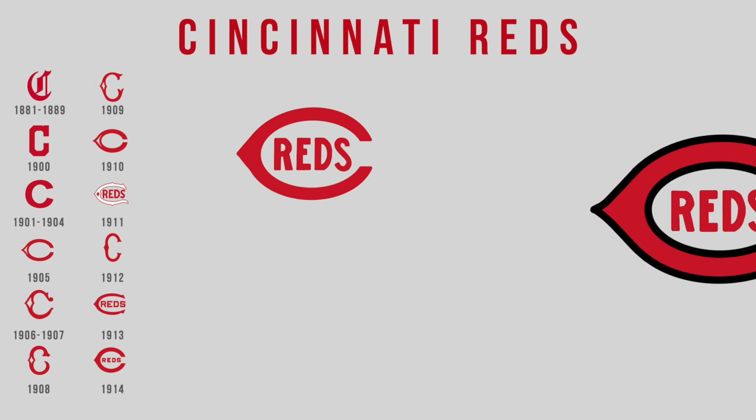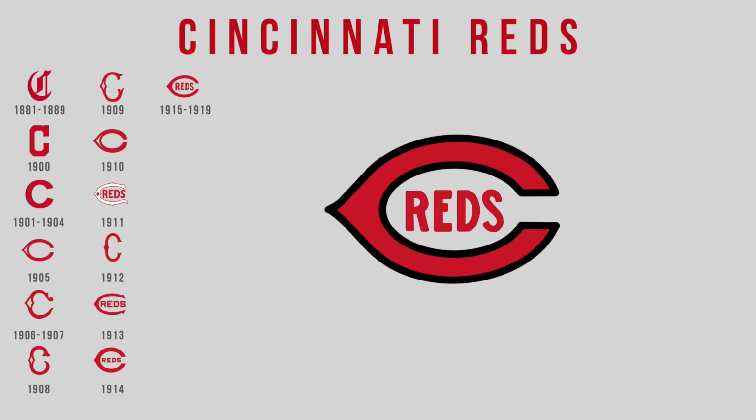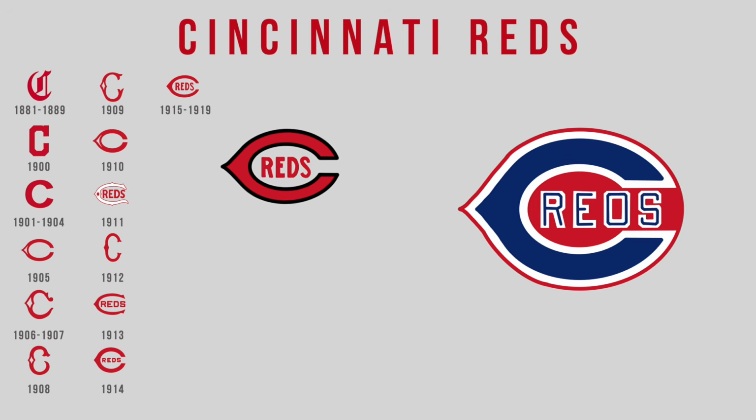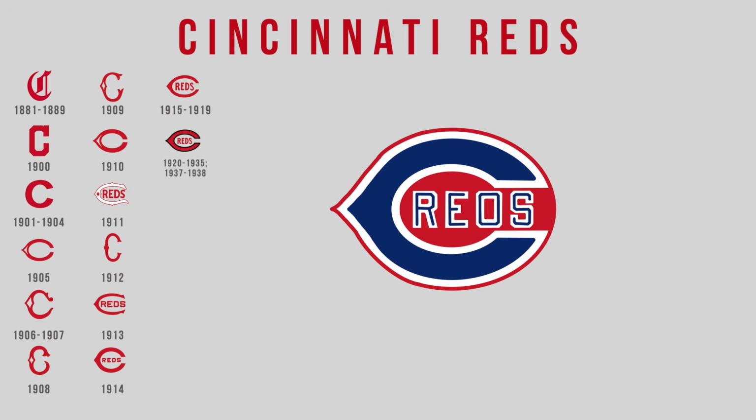In 1915, the logo was altered slightly, making the C shape thinner. The Reds then adopted a new version of the logo in 1920, the C in red with a black outline, and the team name Reds across the center. In 1936, the team adopted a new version of the logo with a blue C and lettering and a red outline. This inverted logo design didn't stick around long and was changed back in 1937.